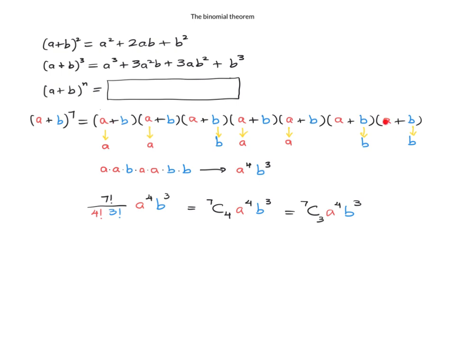So since there are 7 parentheses, there's going to be a total of 7 of these when we are done for each different type of term. So for example, a to the fifth has to go with b squared, or a to the first has to go with b to the sixth. That way, when we're done, we have a total of 7. So that allows us to then generalize how we can get the coefficients for any individual term, which I'm going to summarize on the next page.